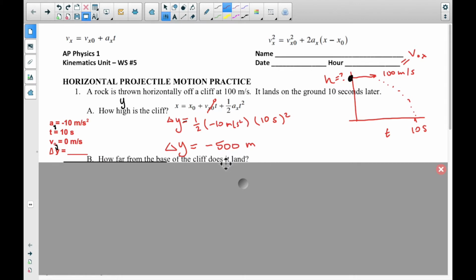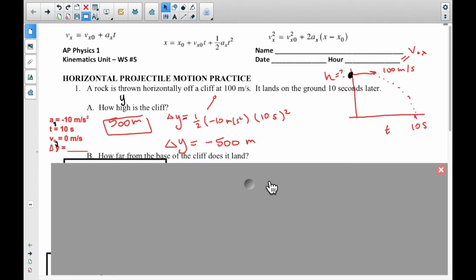Why is it negative? Well, it's negative because it fell 500 meters. It went down 500 meters. So the question is, how high is the cliff? Well, the cliff is just 500 meters high. The distance, the delta, is negative because it fell 500 meters. But the answer to this question is 500 meters. Okay, let's look at the next question.